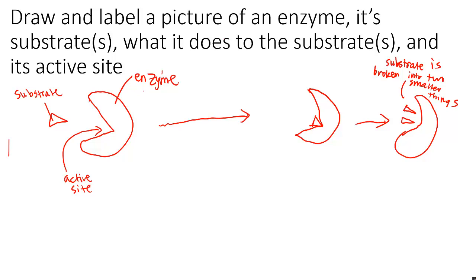So this is what you could show on the test, and you would get full credit. You drew the substrate, you drew an enzyme, you drew an active site, and you're showing what happens to the substrate when the enzyme works on it. When the enzyme squeezes the substrate and does what it's going to do, it breaks that up.